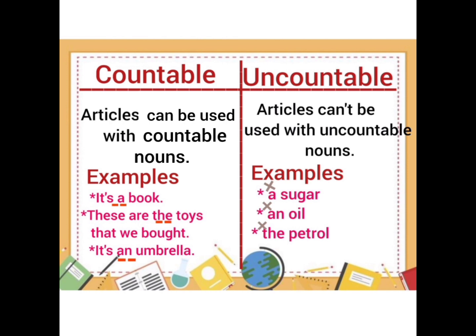While on the other hand, articles cannot be used with uncountable nouns. For example, we cannot say a sugar, an oil, or the petrol.